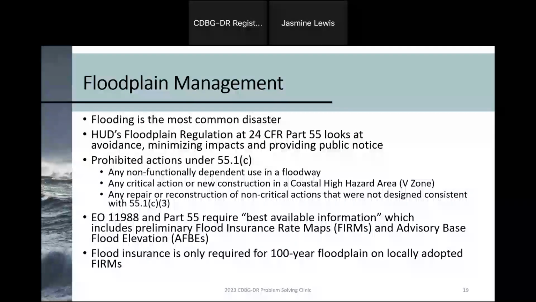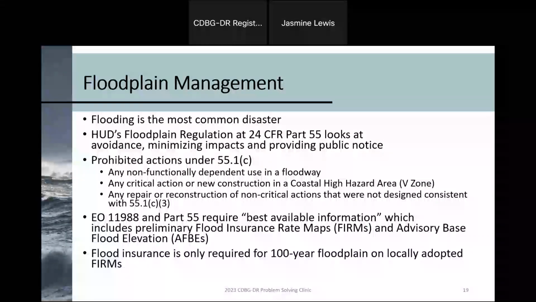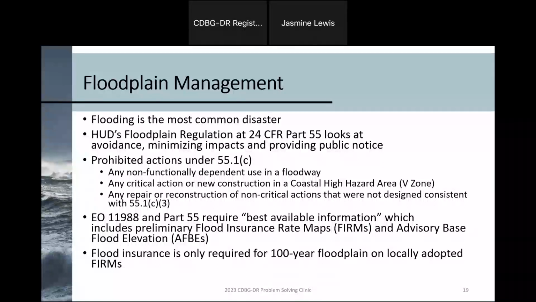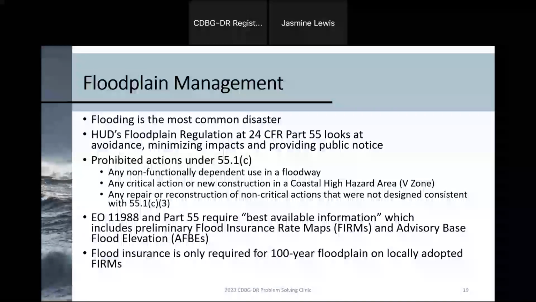And that is specifically outlined in 24 CFR Part 55. And there are three crucial elements that you're going to find in Part 55, and that is first, avoidance of the floodplain if possible, and second, if not, how to minimize the impacts of your project, and third, involving the public and providing a public notice for that.